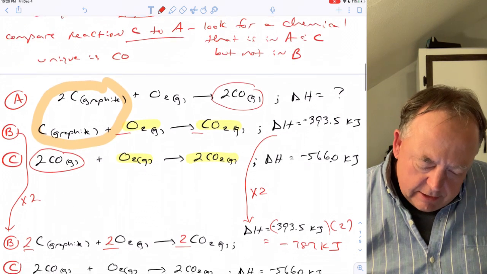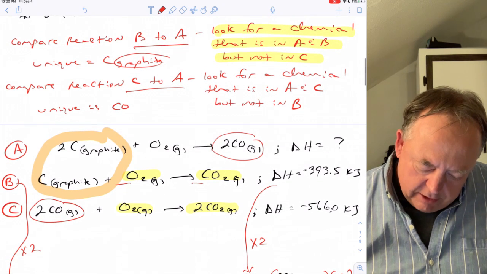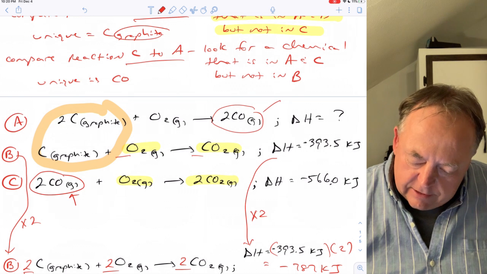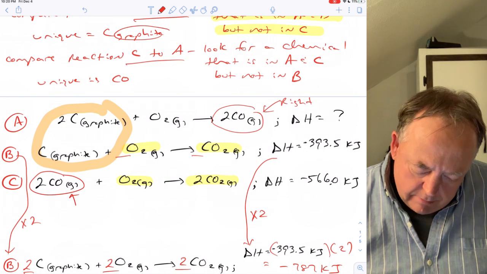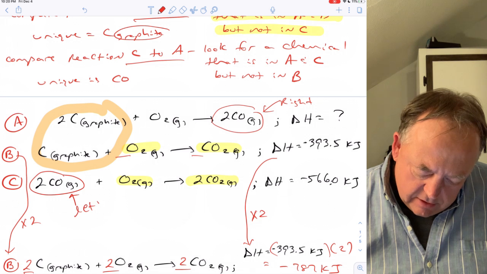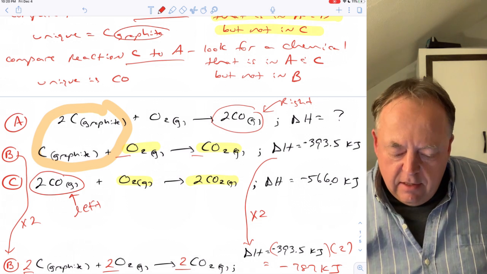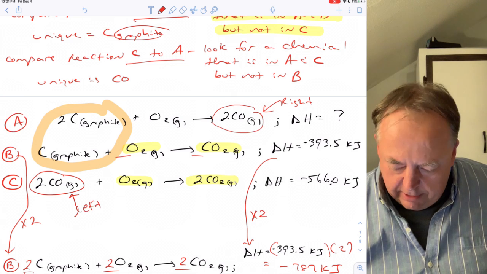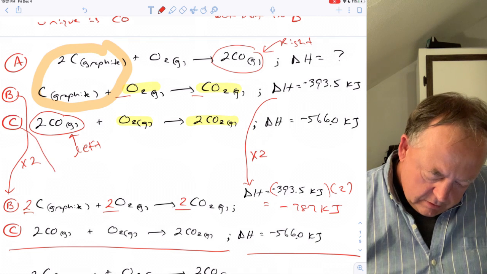Okay, now let's compare C and A. We said what is unique is carbon monoxide. In A, carbon monoxide is on the right of the arrow, but in C, it's on the left of the arrow. So we need to make C look like A, we need to make carbon monoxide look like it does in A. What we need to do to C then is reverse it.